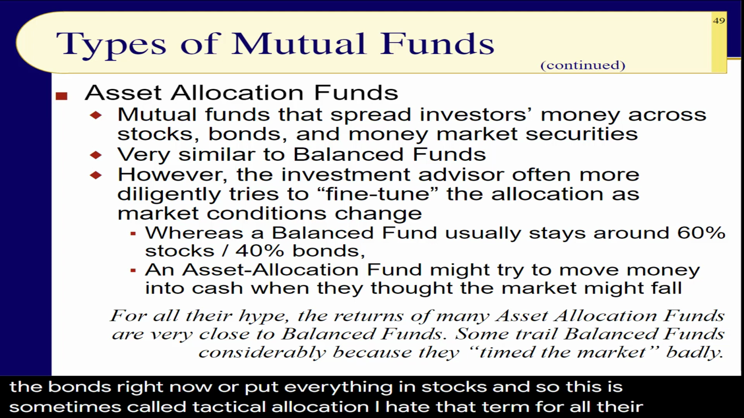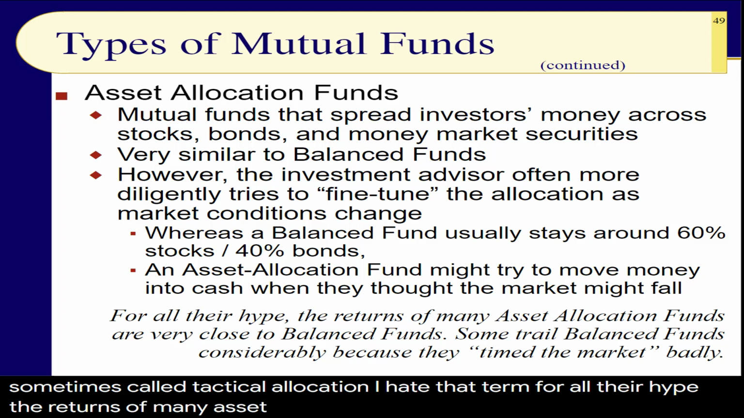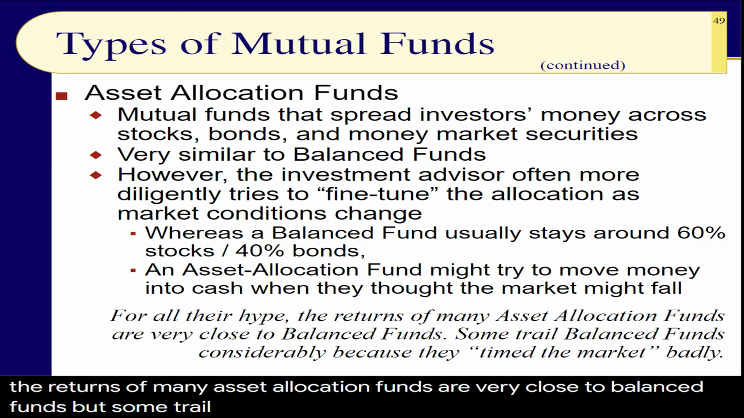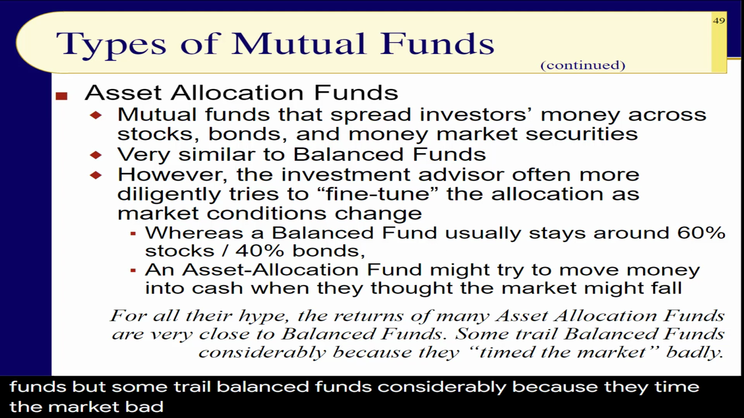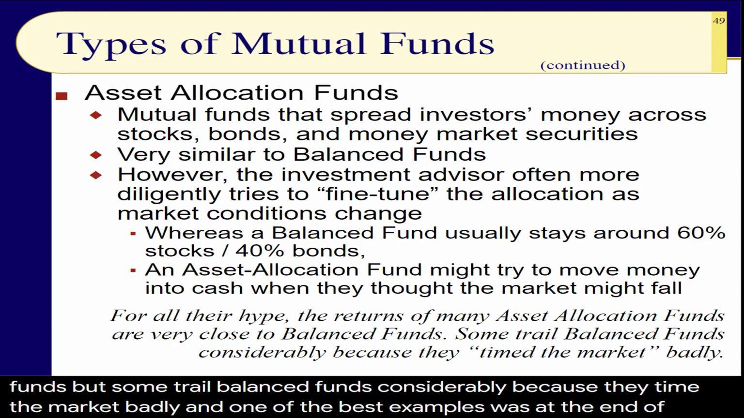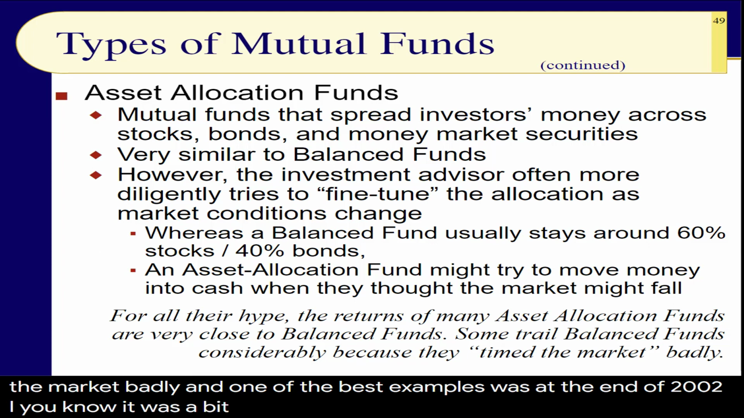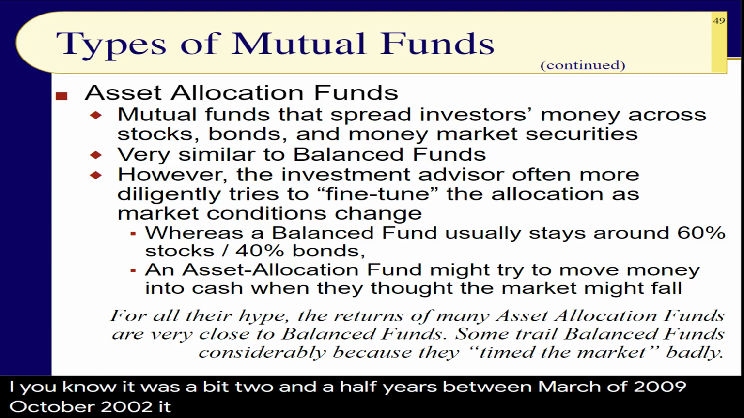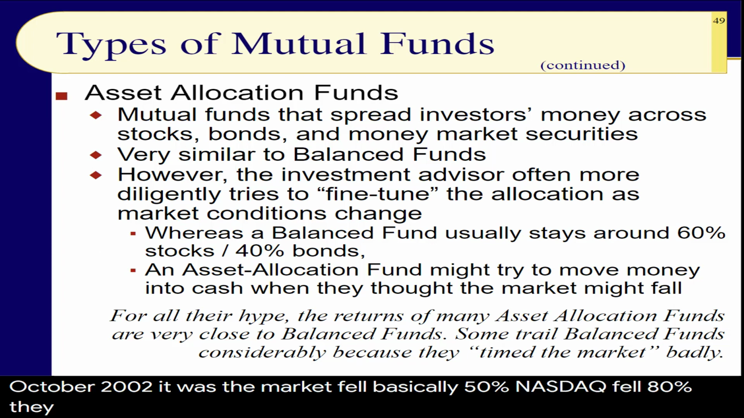For all their hype, the returns of many asset allocation funds are very close to balance funds, but some trail balance funds considerably because they time the market badly. And one of the best examples was at the end of 2002. It was a bad 2.5 years between March of 2000 and October of 2002. The market fell basically 50%. NASDAQ fell 80%. The technology world.